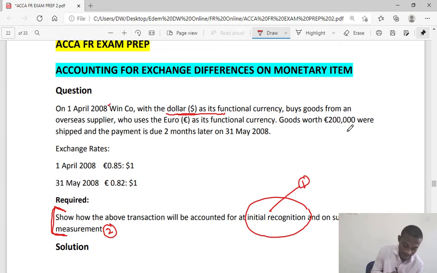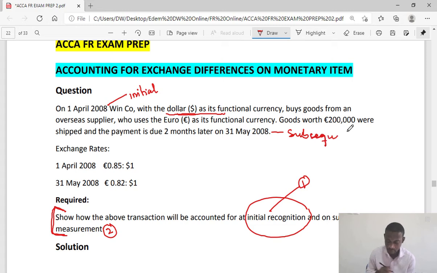This is the initial recognition date, and this is the subsequent measurement date. Take note of that.